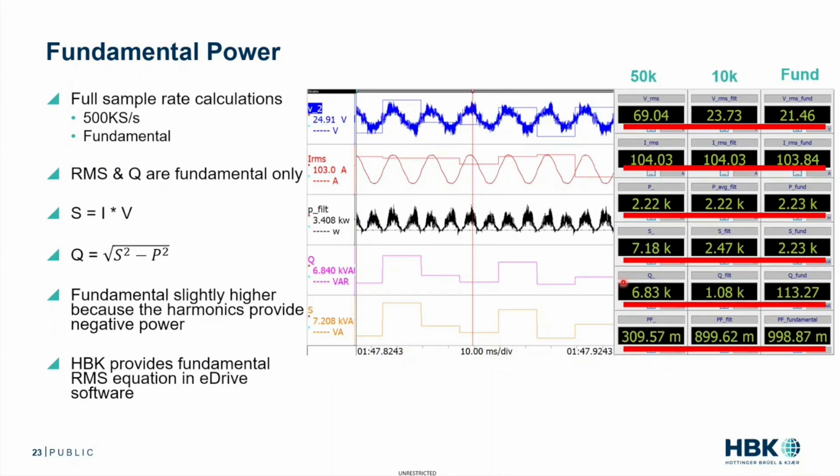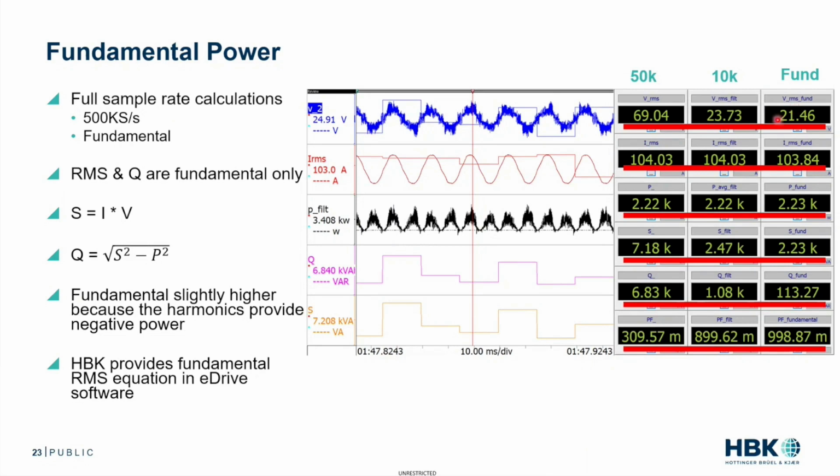Now let's look at the fundamental, and we compare the 50 kilohertz, the 10 kilohertz, and the fundamental. And what we find is that 69 volts goes down to 21. So there is still a difference between the switching frequency we filtered out and the fundamental. And this is those fundamental-based harmonics. This is your 5th, your 7th, your 13th, your 11th. So again, we need to ask ourselves, where do we want that filter to get our RMS values? Or do we just want to operate with fundamental?